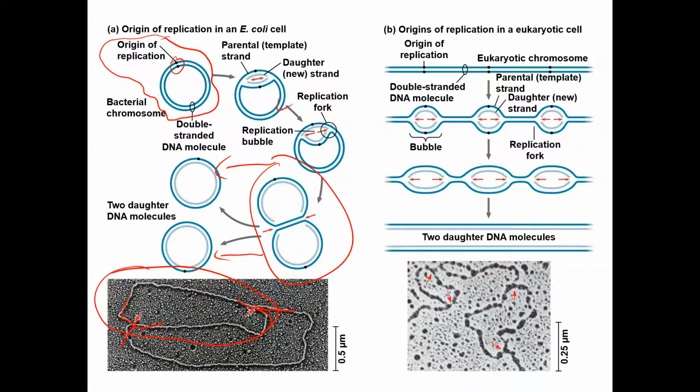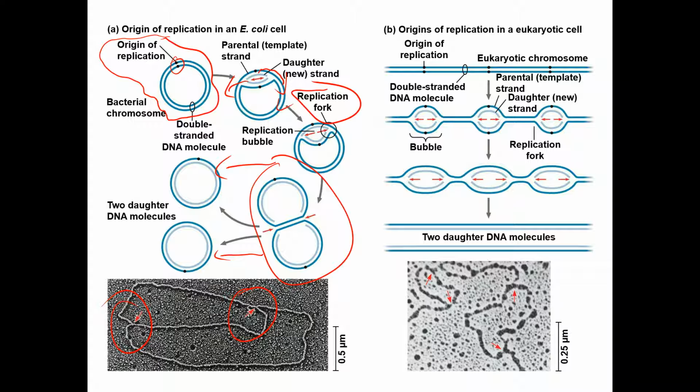Alright, this Y-shaped structure is what we refer to as a replication fork. You have a replication fork on the right, and you have a replication fork on the left. So DNA replication occurs going to the left and going to the right. So it's bidirectional.